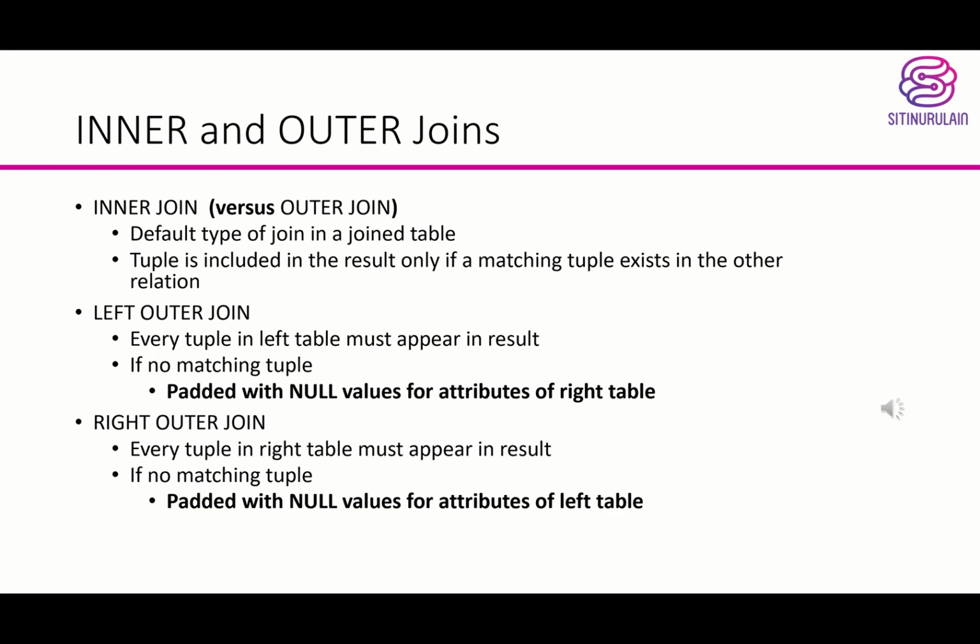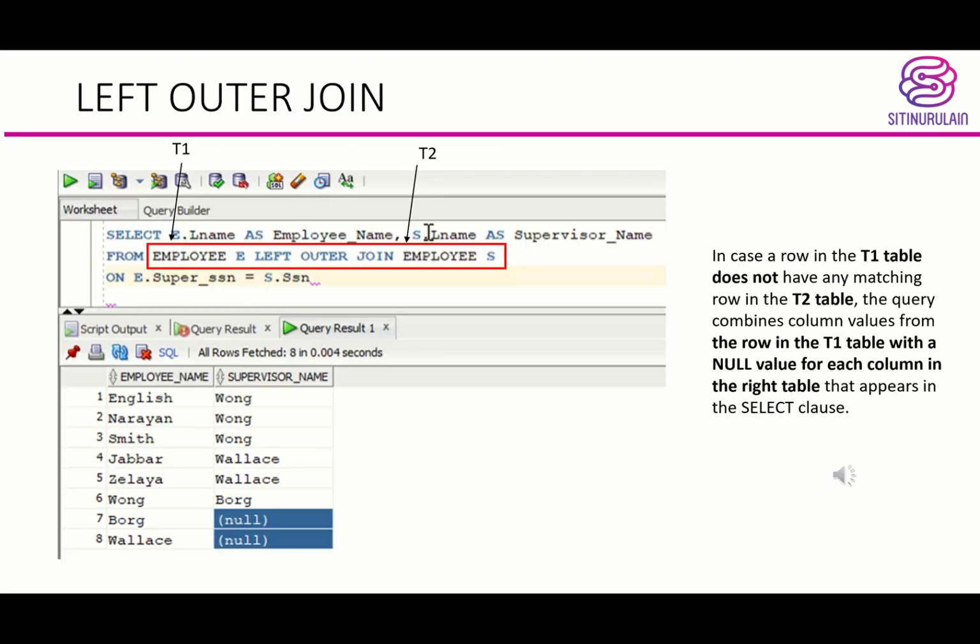For the right outer join, every tuple in the right table must appear in the result. If no matching tuple is found, the null values will be padded for attributes of the left table.